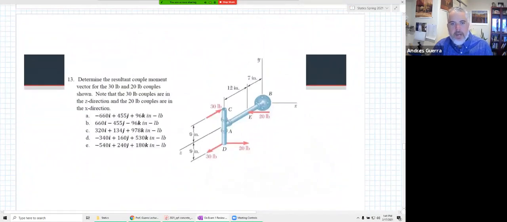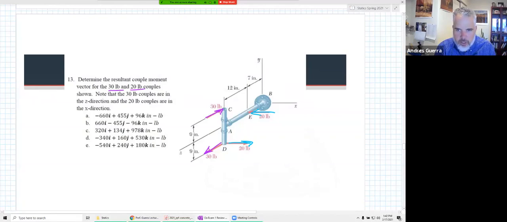Okay, on this one, this is asked to find the resultant couple moment for the 30 and 20 pound couples. They're in the Z direction and the X direction, respectively. Even now that we're in 3D, again, we have equal and opposite forces, right? We have 30 pounds and we have 30 pounds. We have a 20 pounds and a 20 pound. Again, I'm going to pick a point on the line of action to make my life easier.